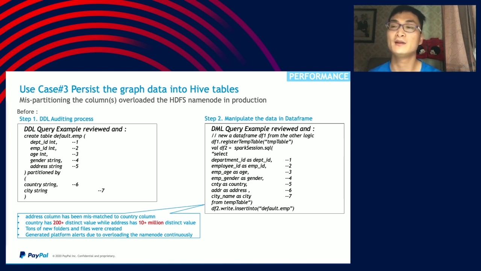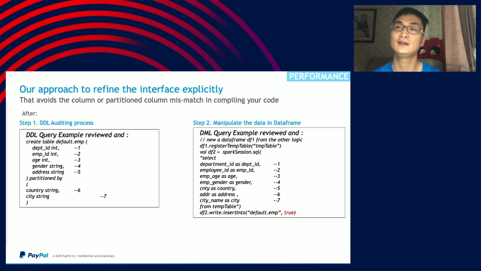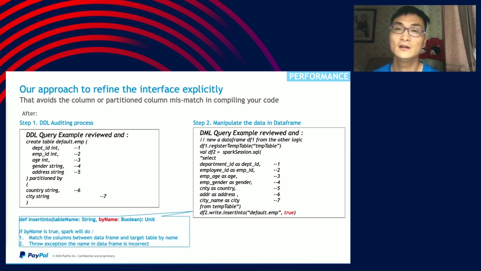to help our developers avoid such a problem. As you can see, the DDL is the same, and in the code, one parameter is added to the DataFrameWriter insertInto API. We refined this insertInto API a little bit by adding a byName parameter. If the parameter is true, Spark will first match the columns between the data frame and the target table by name instead of order, which can resolve the problem we mentioned here.